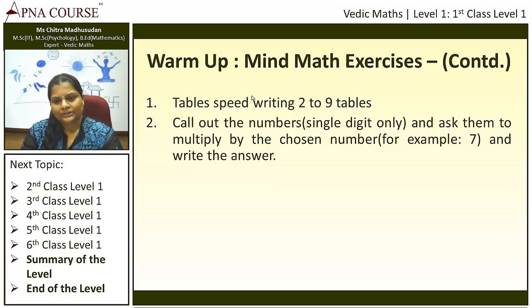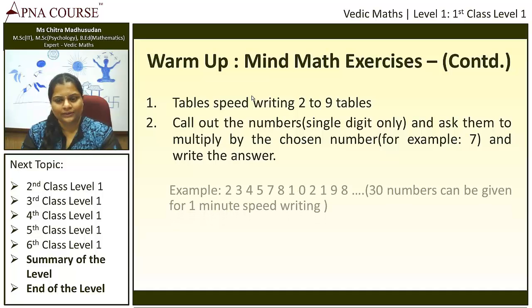Call out the numbers and ask the learners to multiply the number. For example, you can select any number between 2 to 9. It can be 3 or 5 or 7. For example, if I say the chosen number is 7, take the number as 7 and call out numbers, for example 50 numbers randomly. The called out number should be multiplied by 7 and the answer should be written.